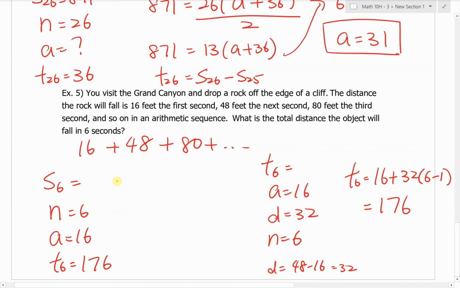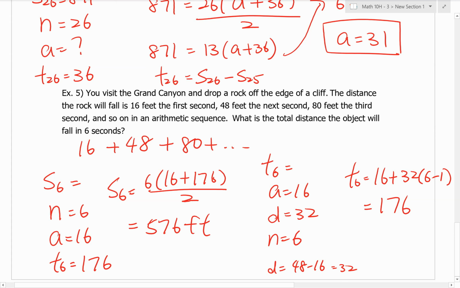And then we can just find S6 using the formula now, because we know 3 out of the 4. n is 6, T1 is 16 plus Tn, 176, divided by 2. So this is 16 plus 176, that's 192. 192 times 3 is 576, I think. I better check. Nicole corrected my mistakes on YouTube, so I better check. 576 feet it is. Perfect.